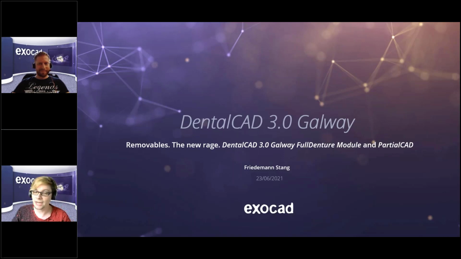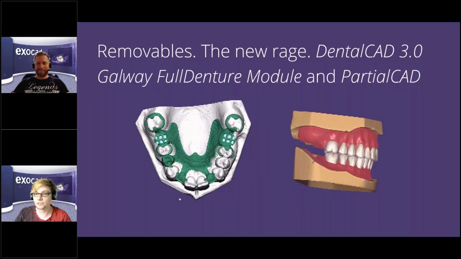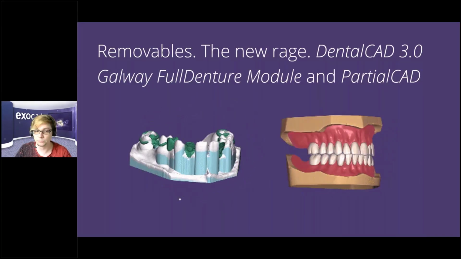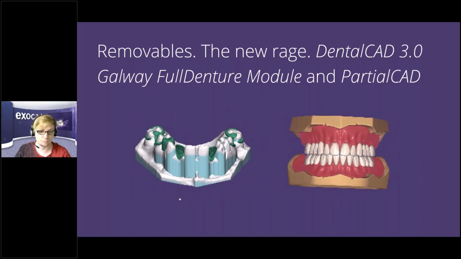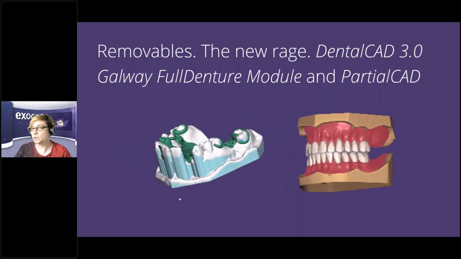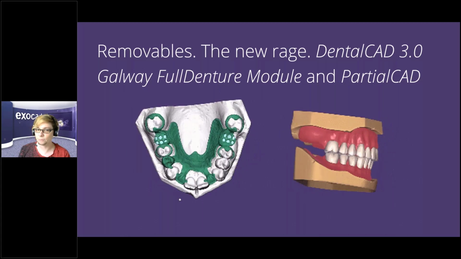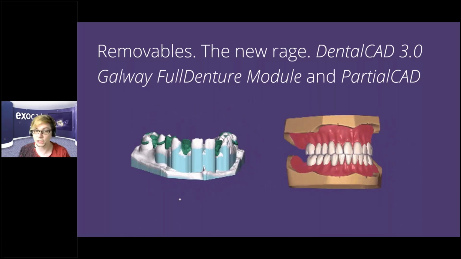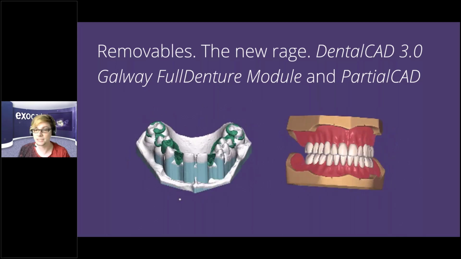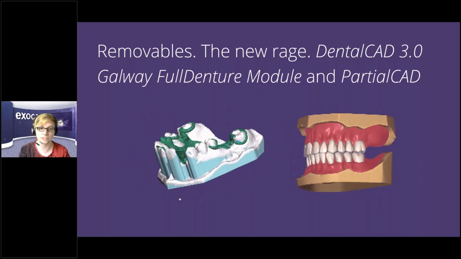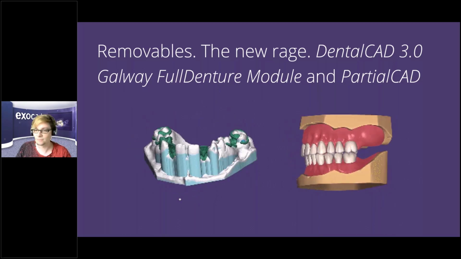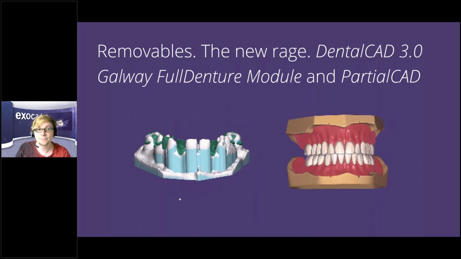Today, we're going to talk about the new features for removables, meaning different types of new features for full dentures, single arch or both arches, and also for partial frameworks. We're not going too much into detail for both of those modules because obviously we want to talk about all of the new features. We might talk about things that have been integrated a long time ago as well, but please keep in mind we only have 1 hour, so we try to keep it concise.